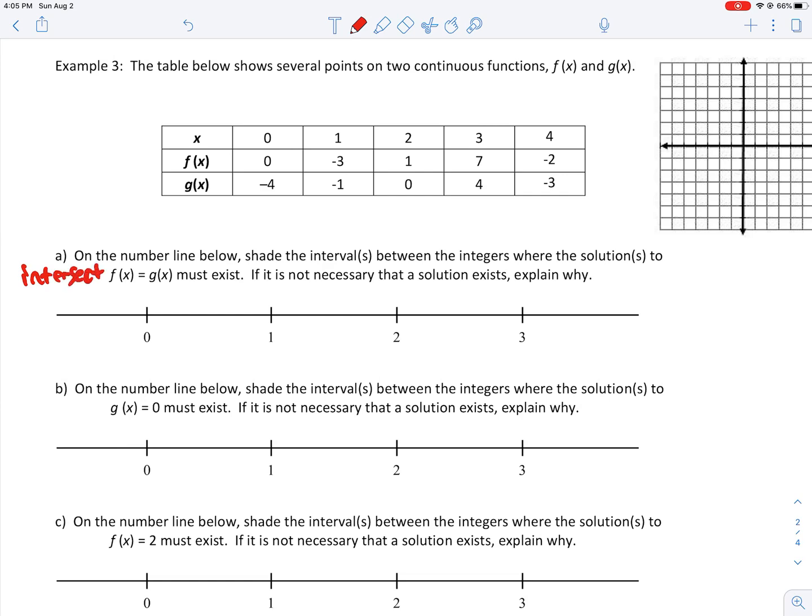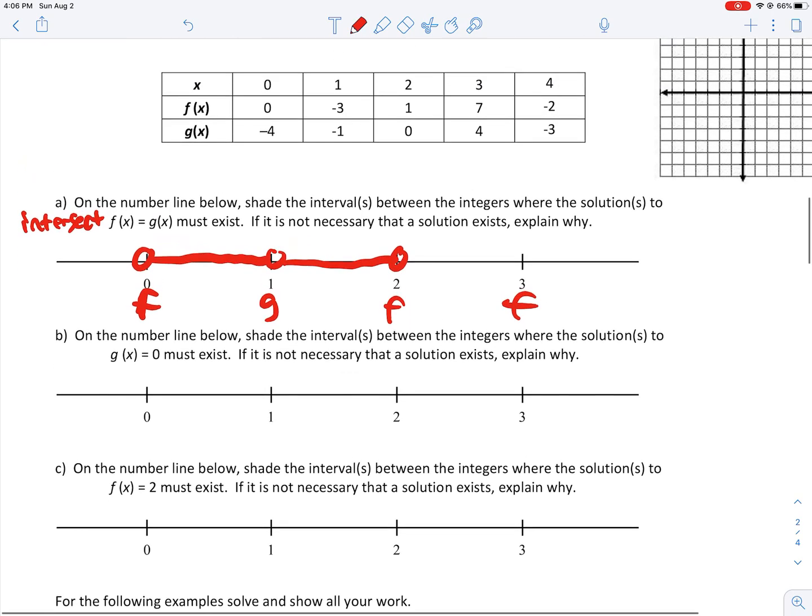So f equals g is where do they intersect? So that means where do they cross? So when you're at 0, f is the bigger graph, the higher graph. When you're at 1, now g is. So that means they had to cross each other. At 2, f is the higher one, right? So they had to cross back. And at 3, f is still higher. So if you were to plot these points on the graph over there, I guarantee they would cross between 0 and 1 and between 1 and 2. That's what would happen.